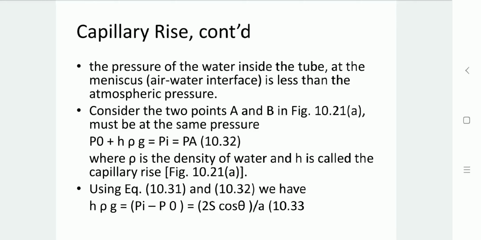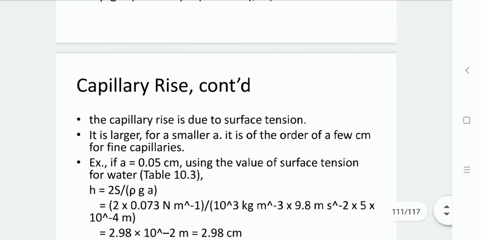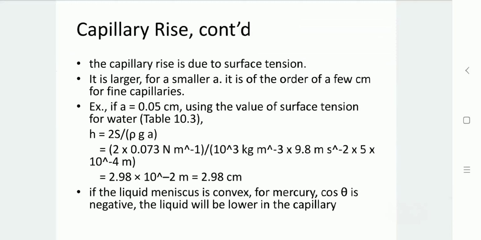It is longer, it is larger for a smaller value of a, smaller value of diameter, and that is in terms of centimeter. If a is 0.05 centimeter, using the surface tension, h equal to 2S by rho g a. Substitute the value of surface tension of water, density of water, acceleration due to gravity, and the given value 0.05 centimeter for the diameter, h we are having 2.98 centimeter. Now if the liquid is given a convex surface, for example mercury, then cos theta becomes negative and the liquid becomes lower in the capillary.